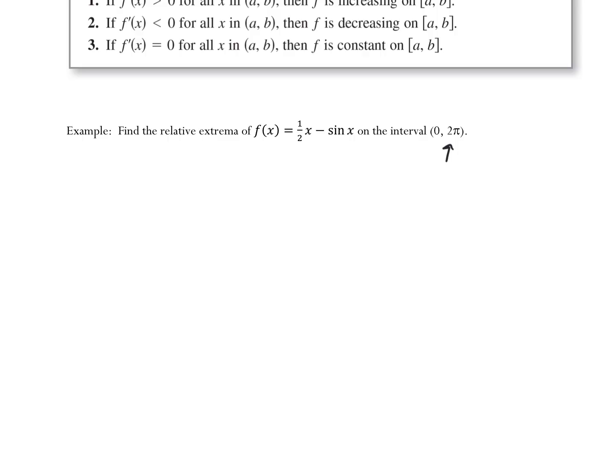Okay, find all the relative extrema on the open interval 0 to 2 pi, which means if I'm on an open interval, the endpoints are not extrema, because we don't actually include them, so we keep getting closer and closer to them without them ever being hit. So here's what we need to do. Find the derivative. What's the derivative of 1/2 x minus sine x?